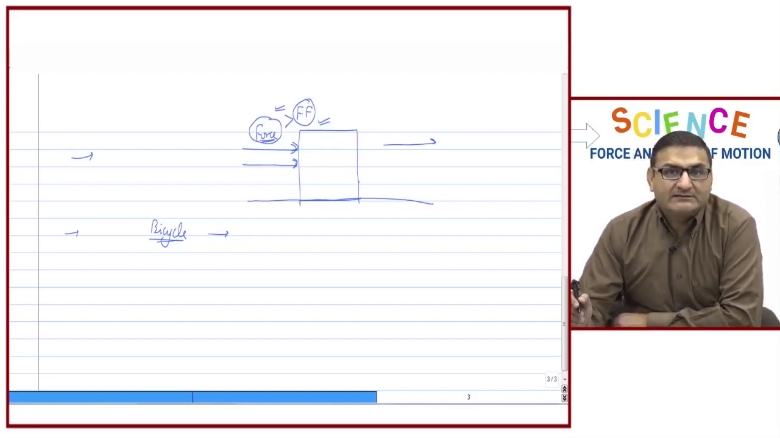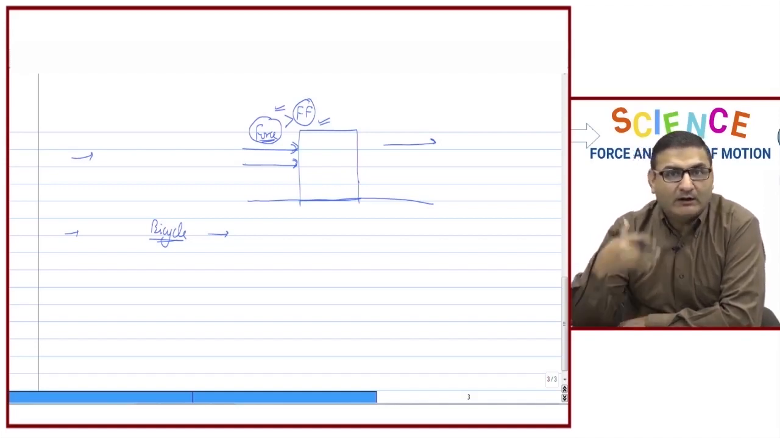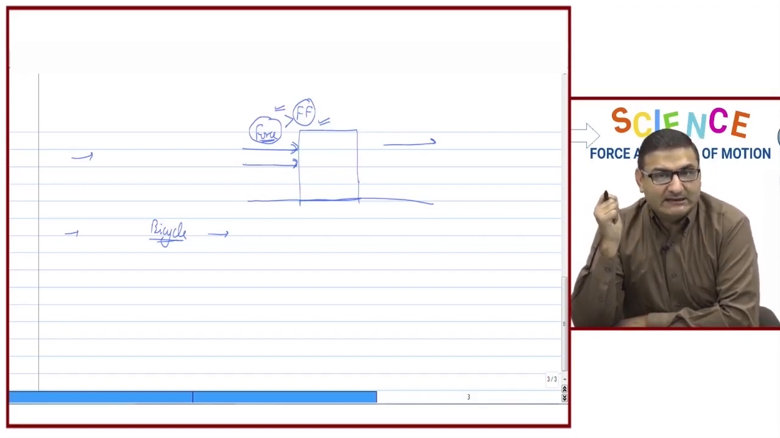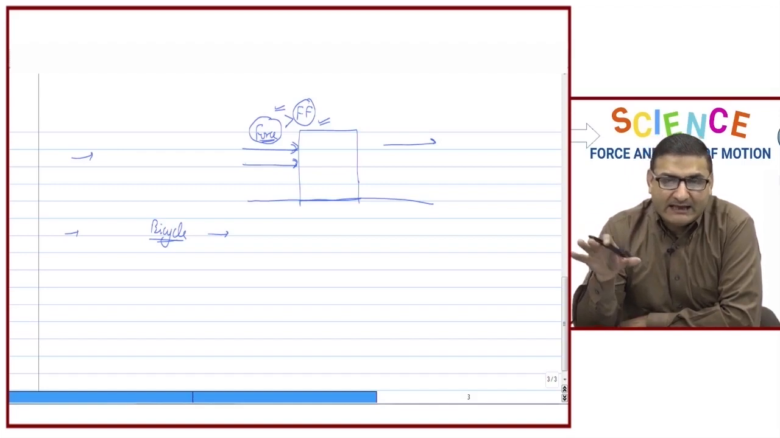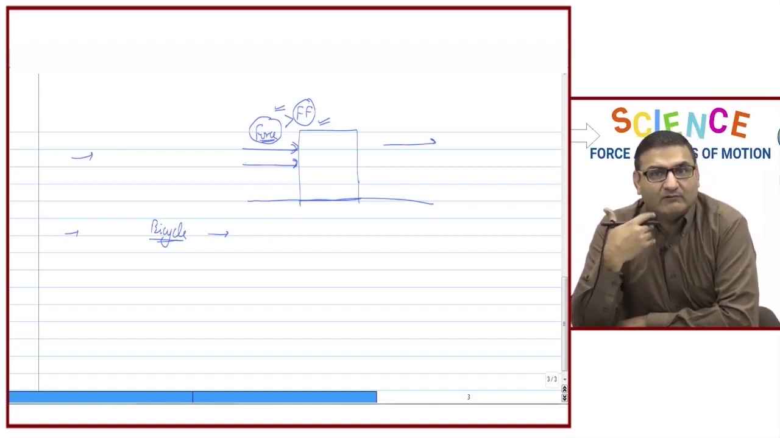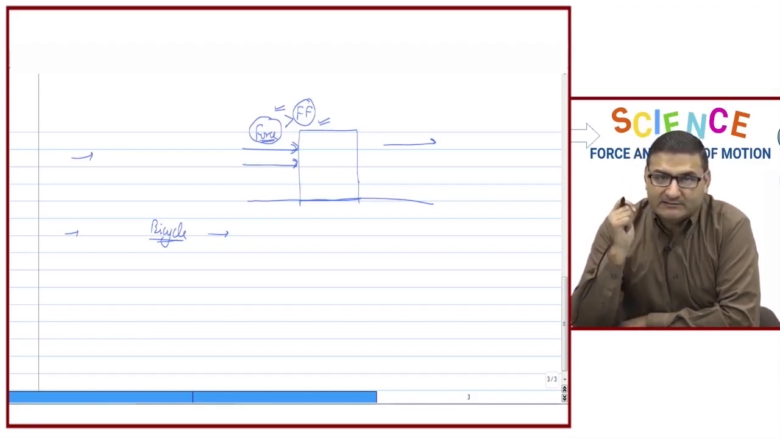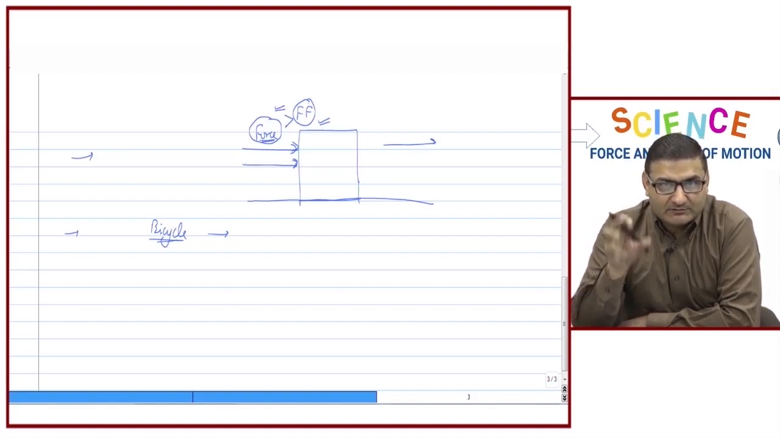So if I stop paddling, the frictional force is consistently going to oppose the motion of my bicycle, because of which the bicycle will slow down, and after some time it will come to rest. If I want to keep moving, I need to keep paddling. Otherwise, the frictional force of the surface is going to slow me down.